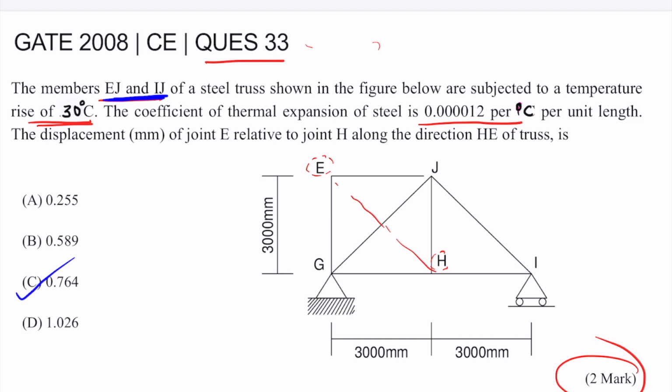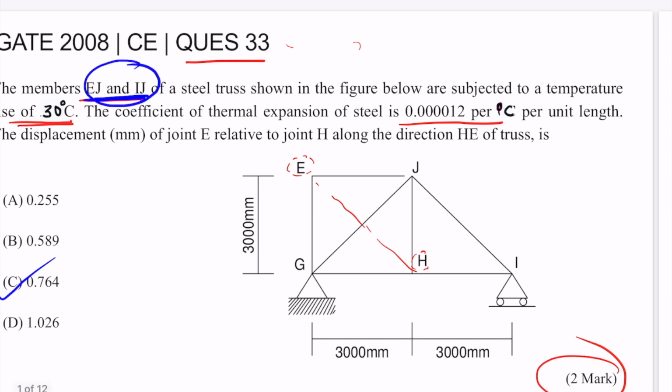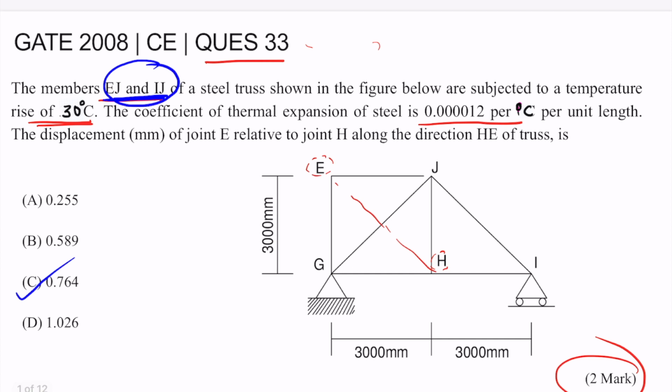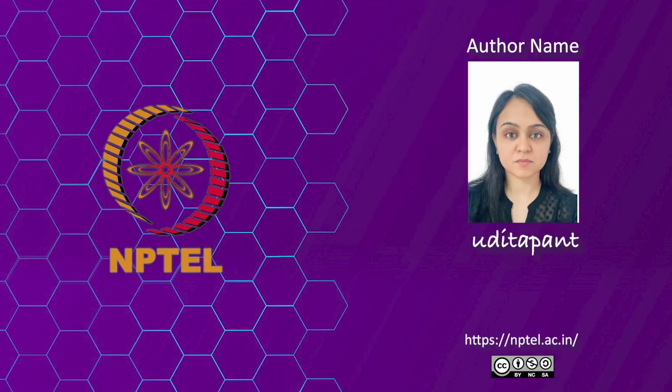So in this question we can see whenever there is a temperature change and no other external loading, we have to calculate the forces in only those two members, because other than that all the values will become 0 finally. So here if we are given the temperature change in member EJ and IJ, from the start we should calculate the value of UI for only these two members. So I hope this is clear. So our final answer is 0.764.